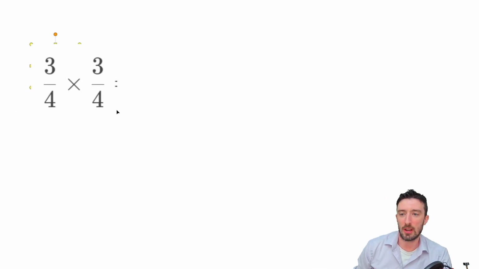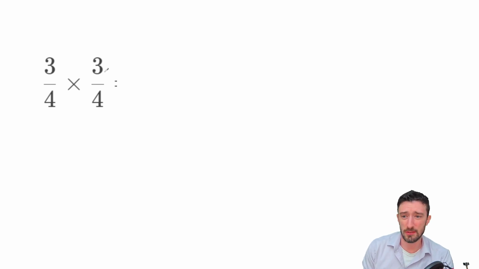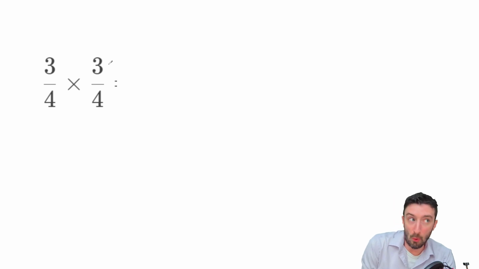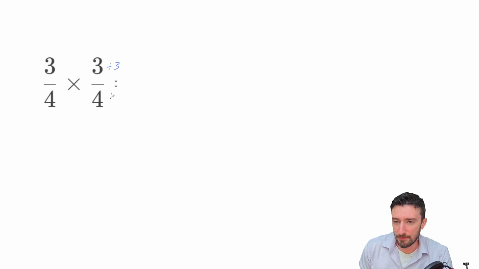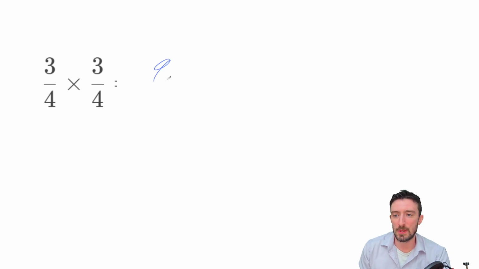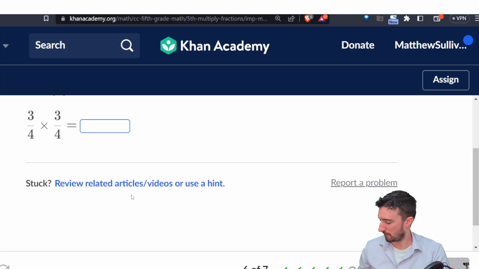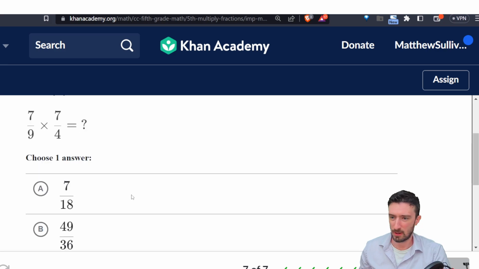One of the ways you can tell that you can't reduce is if you just look at the original numbers before you even multiply. There's no way to reduce 3 and 4. The only number you could divide 3 by other than 1 is 3, and you can't divide 4 by 3, so you won't be able to reduce it, which means we can just multiply the two tops, multiply the two bottoms, get an answer of 9 over 16. All right, let's try another one.